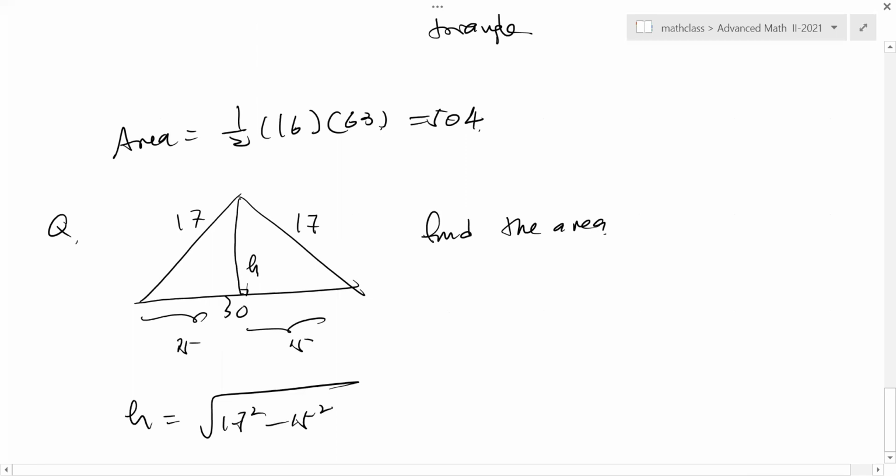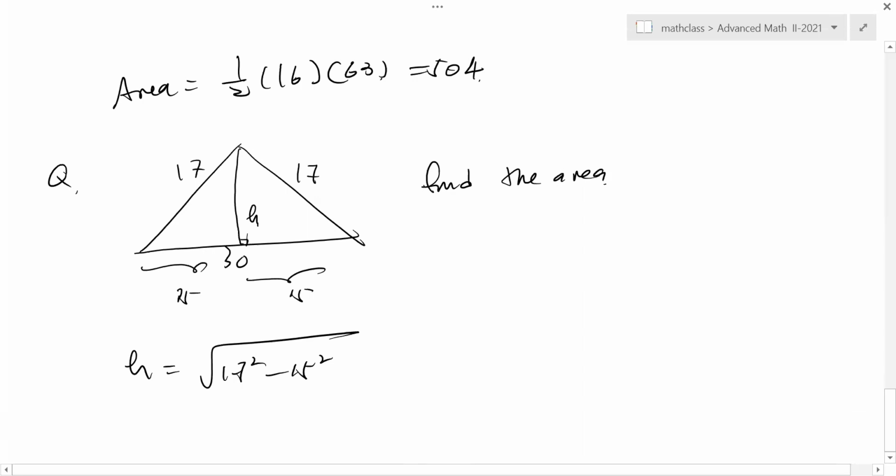Now if you forget the special triangle, which gives you the three sides, and suppose you forget it, how can I solve this problem quickly? Maybe h is not an integer. If it's an integer, it's already one of the special triangles, so you memorize it. So how can I do that?